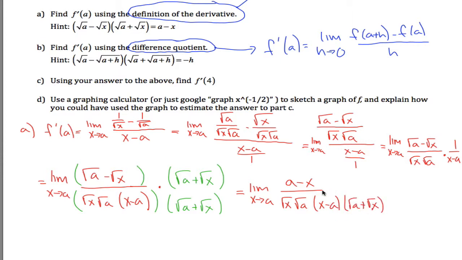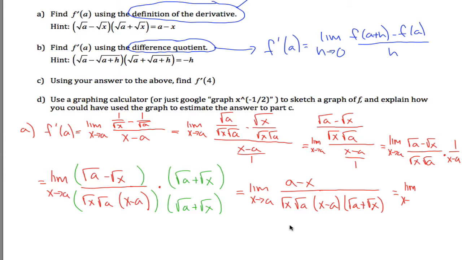Just some huge mess. And the reason I don't have to simplify any further is because I can cancel these guys out. Okay, not directly. A minus x is the same as negative 1 times x minus a. So really I'll take this one step further. This is negative x minus a. A minus x is the same as negative x minus a. Now on the bottom I got root x, root a. I'm going to run out of room. X minus a. Yep. I thought I was going to run out of room.